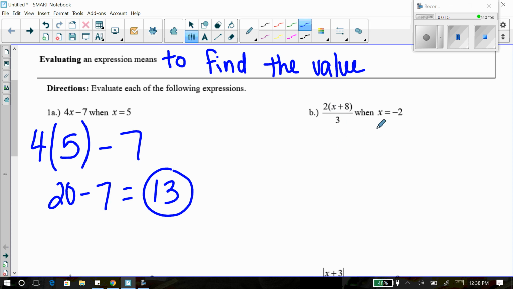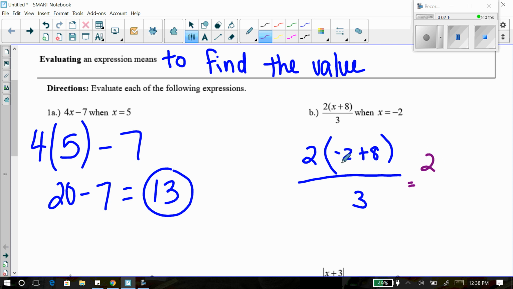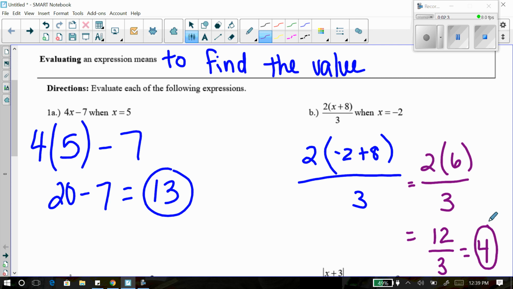So what does this equal when x is negative 2? Well, we will substitute in everywhere we see an x, we're going to put in negative 2. And now we'll do order of operations. So we'll take care of what's inside the parentheses first. Negative 2 plus 8 is 6. Now, we have to take care of our numerator before we divide. So 2 times 6 is 12, divided by 3 is 4. Now, again, you can either take a picture of your work and insert the picture, or simply type all your steps out.